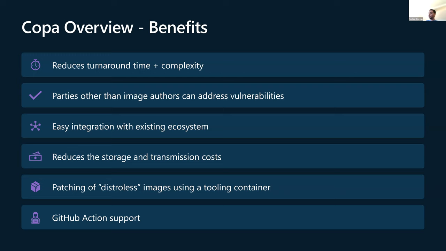So this will reduce your storage and transmission costs. Copa will also provide the ability to patch distroless images, which is not possible today without going to the image publisher. And finally, we just added support for a GitHub action. So any GitHub repo can utilize Copa in their CI pipelines, either at build time or in a recurring fashion using GitHub actions.